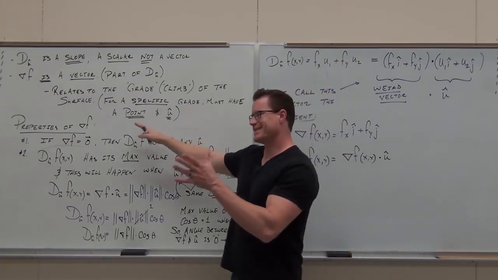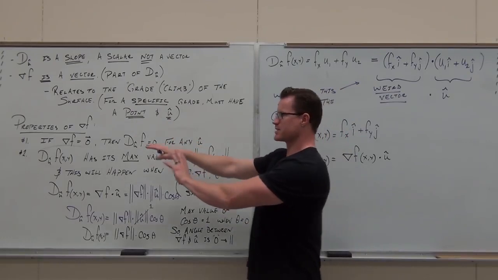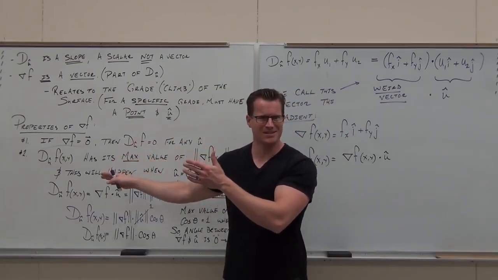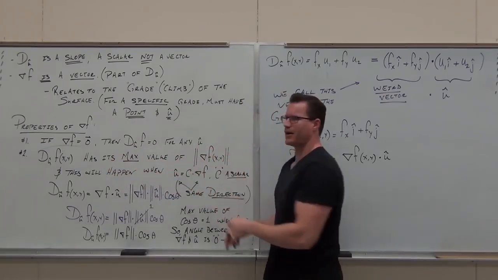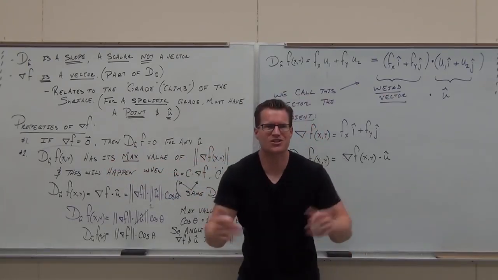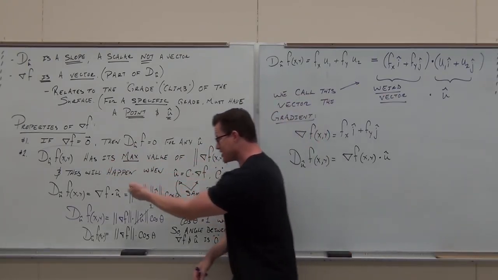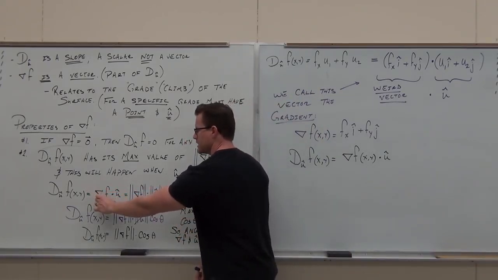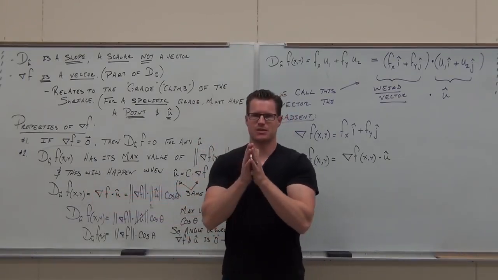So first property, it doesn't need to be said, but this is an important one. The maximum value of the slope of a surface happens in which direction? It happens when you go in the direction of del F. F's gradient and U have to be in the same direction.